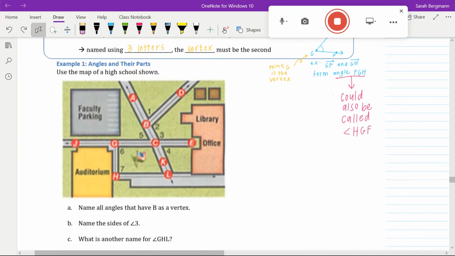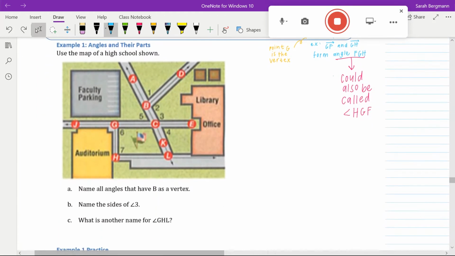Okay, let's try an example together. This is all about angles and their parts. Use this map of the high school shown. Name all angles that have point B as their vertex. First, find and locate point B. We want any angle that has B as its vertex, so let's find any rays that go from point B.